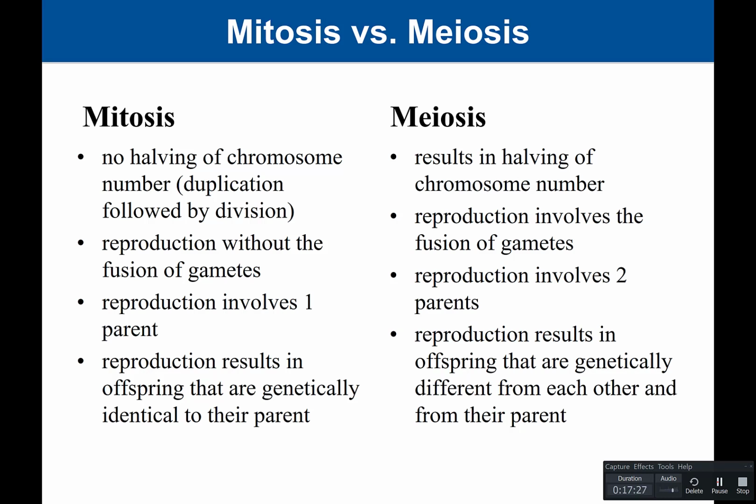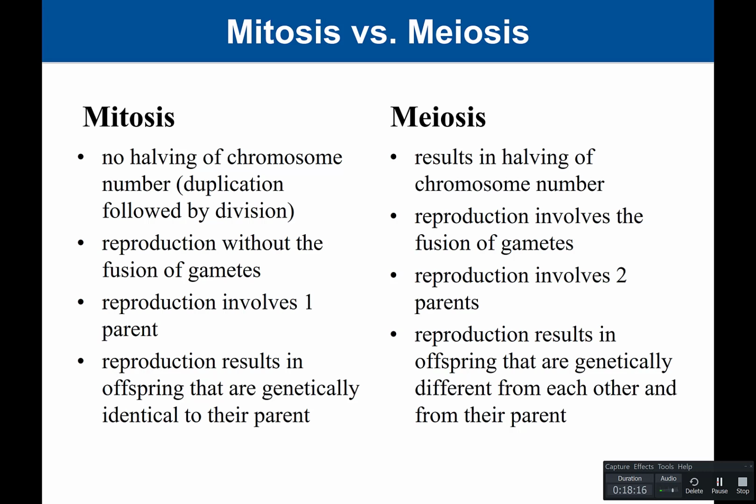Mitosis, on the other hand, has no halving of chromosome number, because again, the goal is to make two daughter cells identical to the parent. This is for reproduction without the fusion of gametes. So mitosis is used for asexual reproduction. This reproduction involves one parent. Again, it's simply going to divide and give rise to two daughter cells. Mitosis will result in offspring that are genetically identical to their parent, because they arose by simply making a copy and dividing. Meiosis results in offspring that are genetically different from each other and from their parents.